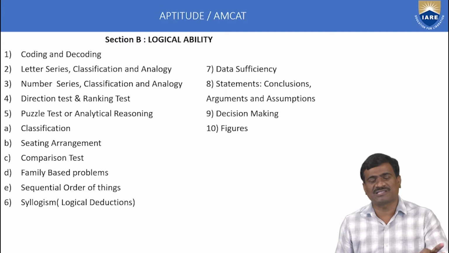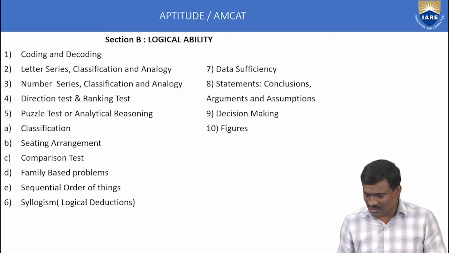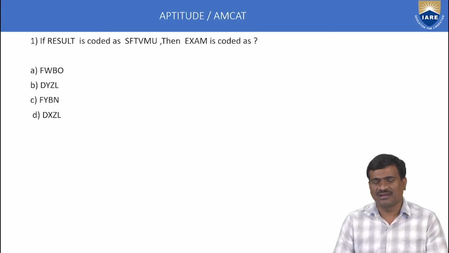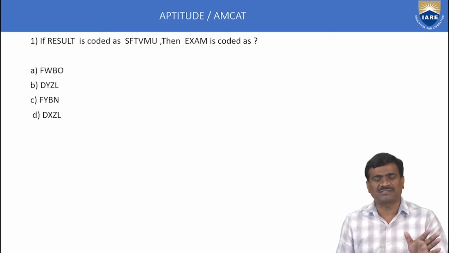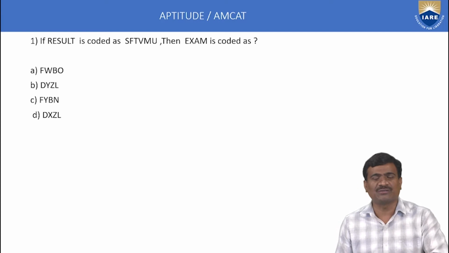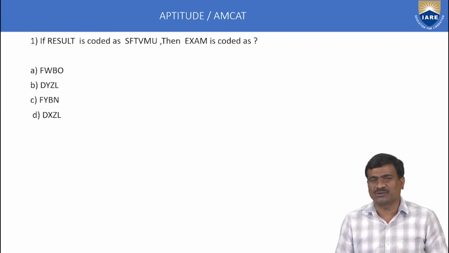Next, sample questions in logical ability. Question number 1: if RESULT is coded as SFTVMU, then EXAM is coded as dash. The first one belongs to coding and decoding using the letter concept. First, write the letter numbers on the LHS and RHS and find the difference. Apply the same difference to the given question. That process is called coding and decoding.